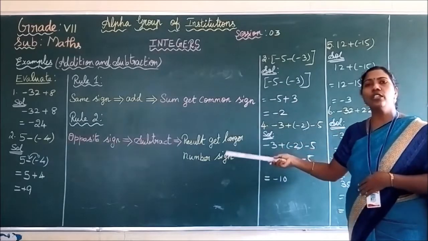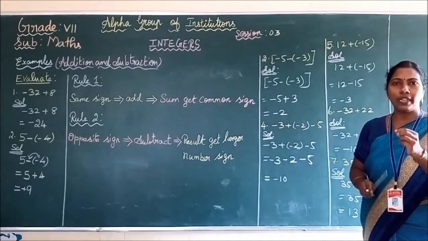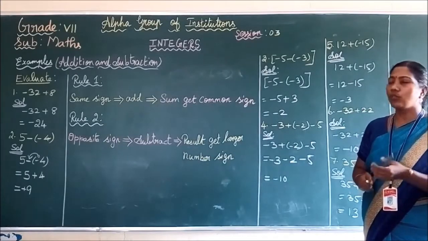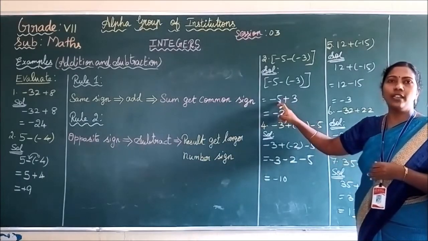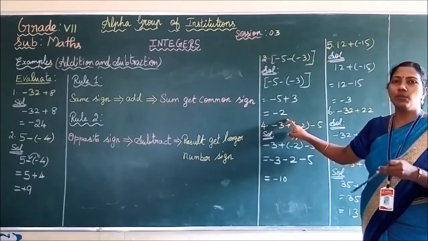According to rule 2, if the given two integers are in opposite signs, what do you have to do? You have to subtract the smaller number from the larger one. So subtract 3 from 5. What do you get? The answer is 2. What is the symbol for 2? You have to use the symbol of the larger number.